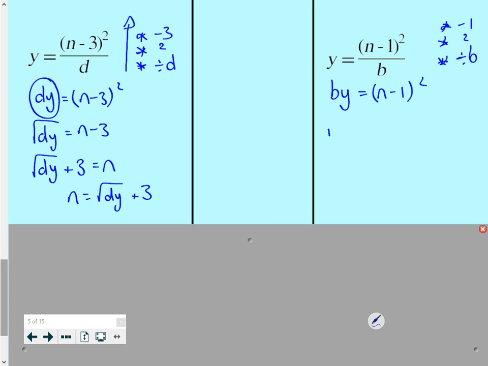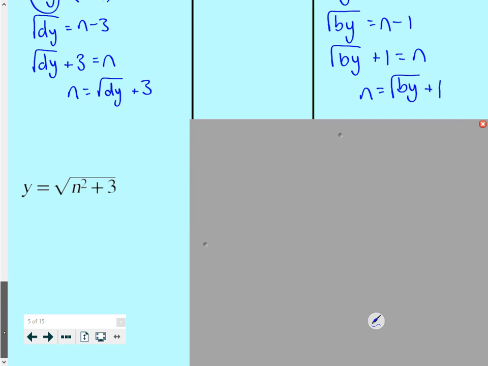I'm going to square root both sides. So it'll be the square root of by equals n minus 1. I no longer need my brackets because I'm no longer squaring it. And then add 1 to both sides. I'll get the square root of by. And notice again, outside the square root is my plus 1. So n is equal to the square root of by plus 1.